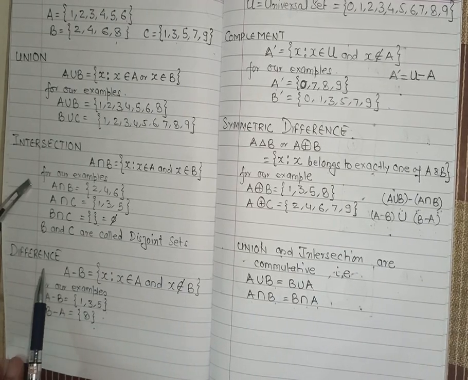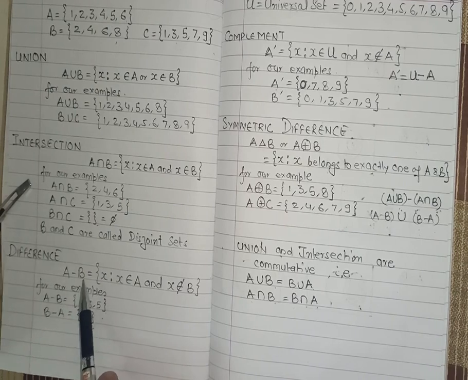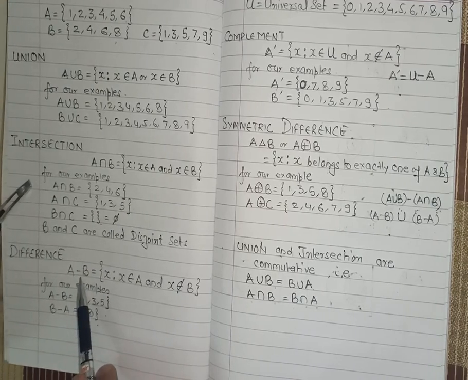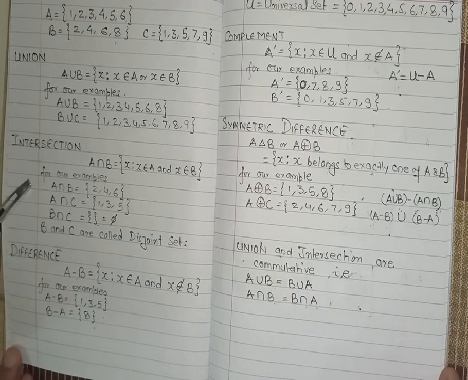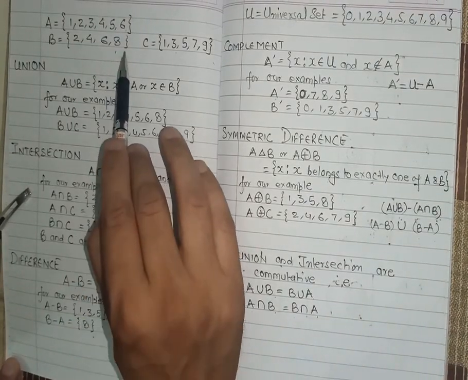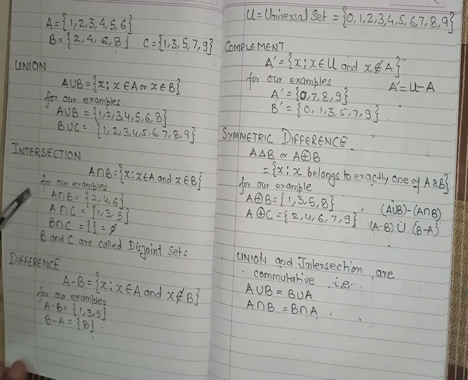The next operation that can be defined is the difference operation. Difference operation means A minus B, it is denoted by the symbol minus. A minus B is the set of all the elements which are present in A but not in B.